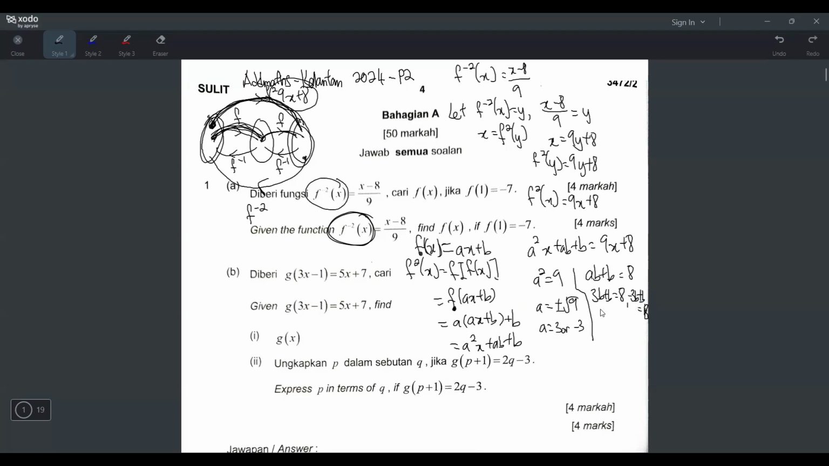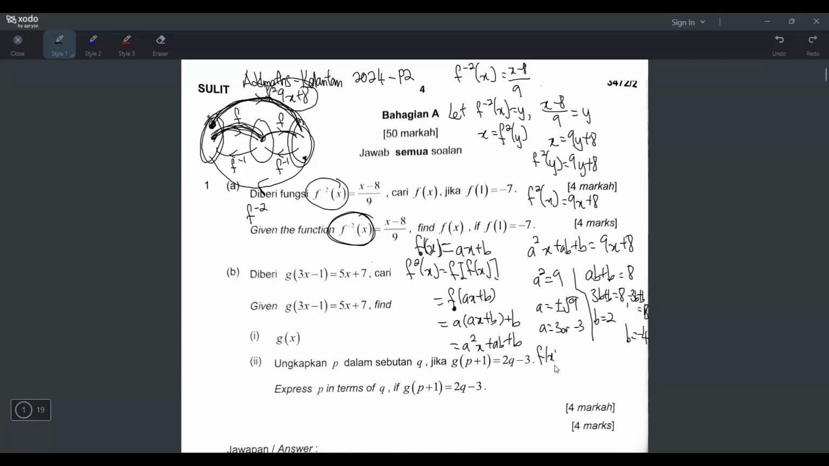Okay, 3b plus b is 4b. So if 4b equals 8, b equals 2 lah. And then for the other one, negative 3b plus b is negative 2b equals 8. So b equals 8 divided by negative 2 is negative 4. Okay, if you do this yourself, you get negative 4. Okay, so now you have two sets of answer.